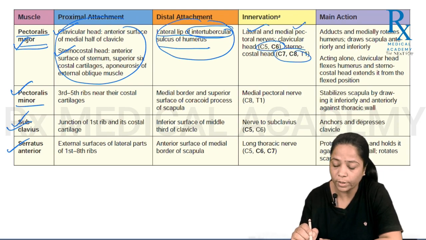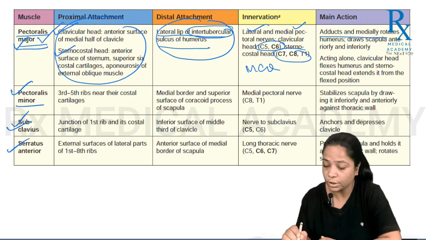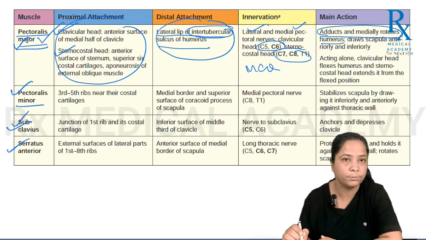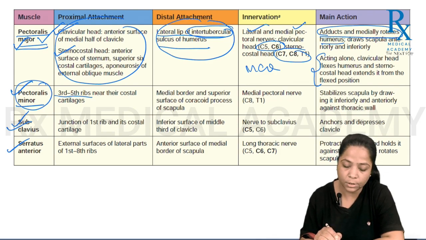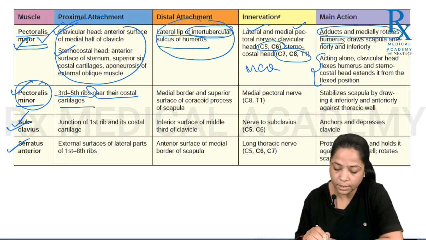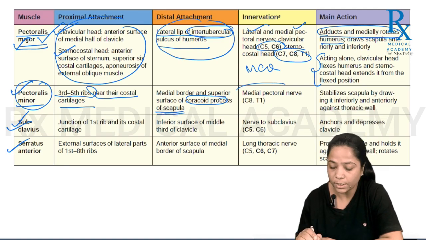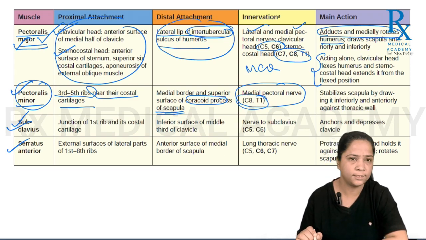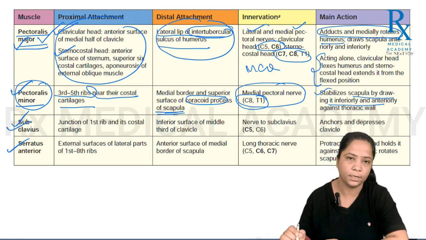You have to remember these root values for your MCQ. Then the main action of this pectoralis major is adduction and medial rotation of the humerus. Otherwise, if the fibers are acting individually, then the function differs. Then you have the next muscle, that is your pectoralis minor muscle. It arises from the third to fifth rib near their costal cartilage, and it is going to attach on the coracoid process of the scapula. The nerve supply of this pectoralis minor muscle is your medial pectoral nerve. The root value for this is C8 and T1, and it stabilizes the scapula by drawing it inferiorly and anteriorly.